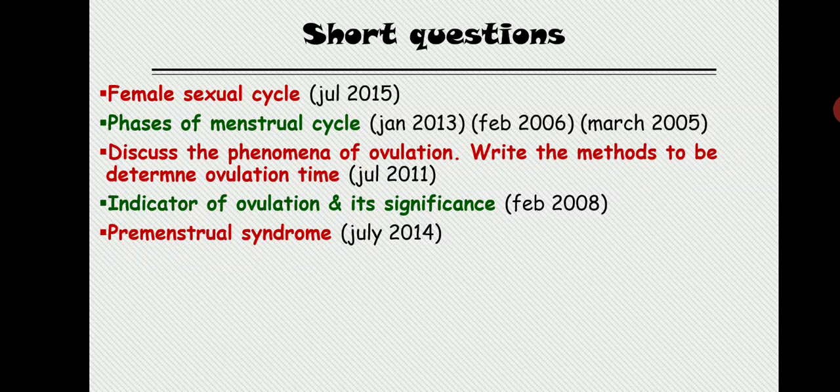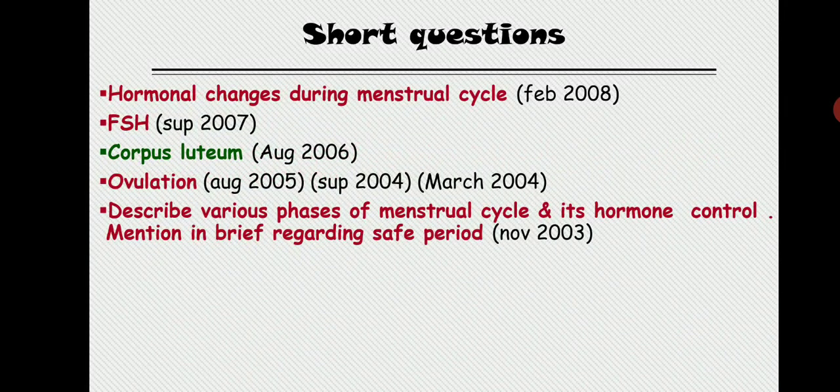Female sexual cycle, phases of the menstrual cycle, discuss the phenomenon of ovulation, write the methods to determine ovulation time, indicators of ovulation and its significance, and premenstrual syndrome or PMS. Other questions are the hormonal changes during the menstrual cycle, FSH, corpus luteum, ovulation, describe the various phases of the menstrual cycle and its hormonal control, mention in brief regarding the safe period. So these are the important questions that have already been asked in previous papers.